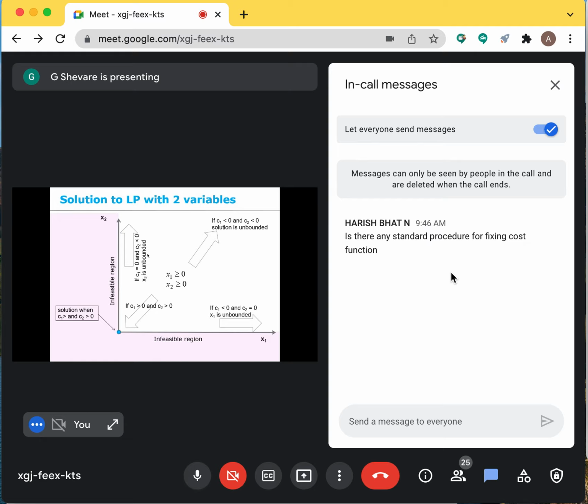Remember, x1 and x2 will have to be greater than 0 is one of the conditions in the linear programming problem. It is a must. Harish Bhatt is asking, is there any standard procedure for fixing the cost function? Yes.